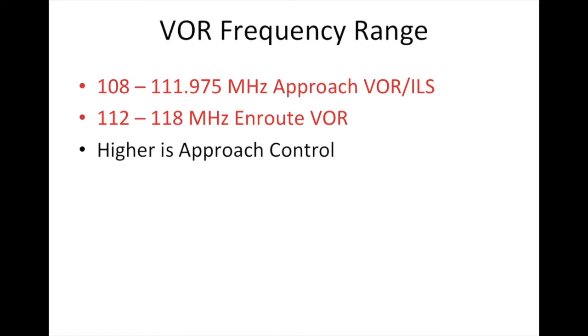So if the VOR signal falls between 108 and 111.975 megahertz, this is actually an approach VOR, or an ILS, instrument landing system frequency. I'm going to talk about ILS later, but let's focus on VORs right now. And if the frequency falls within the range of 112 to 118 megahertz, that is an en-route VOR that can be used for navigation over long distances, that you can actually pick up in your cockpit. Anything higher than 118 is actually reserved for approach control.